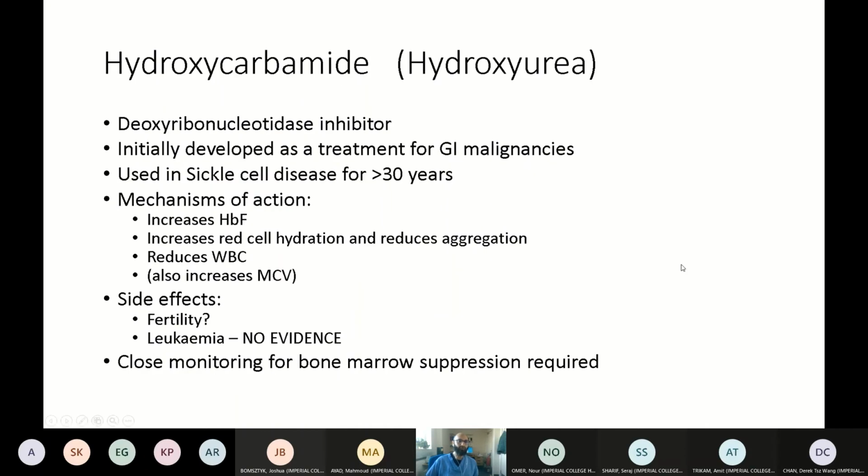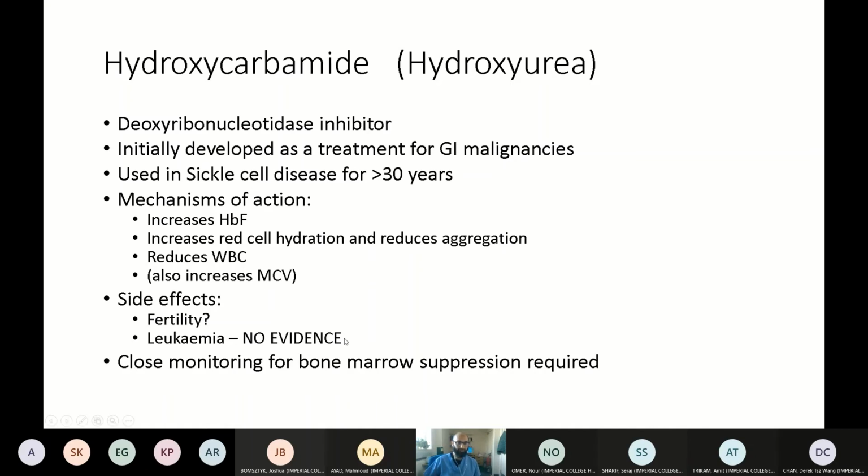Okay, so just to talk about hydroxycarbamide first, because this obviously has been the mainstay treatment that has been available for a number of decades now. It was initially developed as a treatment for GI malignancies, but has been used for more than 30 years in sickle cell disease. We've talked about the mechanism of action. An effect of hydroxycarbamide is that it increases the mean cell volume, and this can be a useful way of monitoring compliance, by looking at the MCV as well as the hemoglobin F levels.